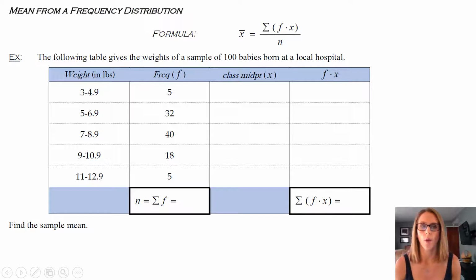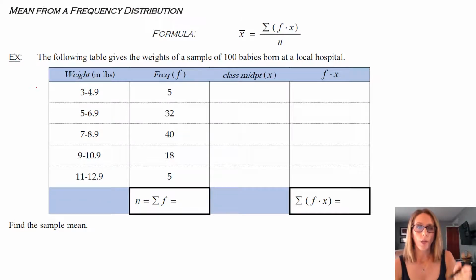Now we're going to talk about finding the mean from a frequency distribution. In a case like this, the place you would use this is if you weren't given all of the raw data values, if you didn't have all the data values just laid out for you and instead you were given them in a frequency distribution, this is when you would need this.